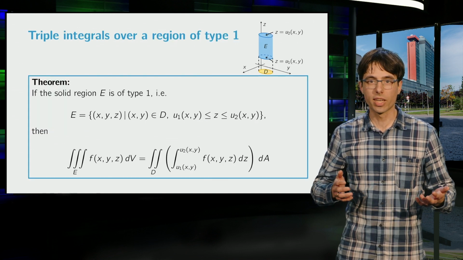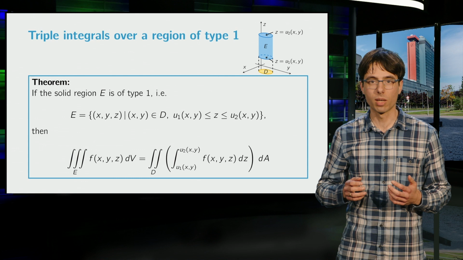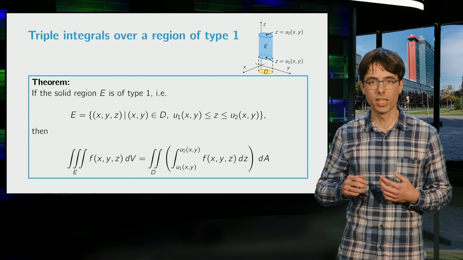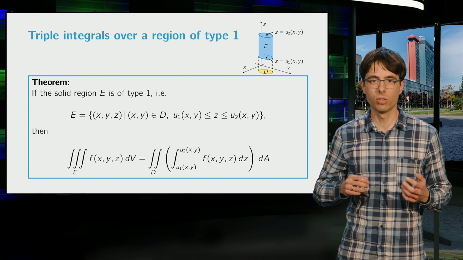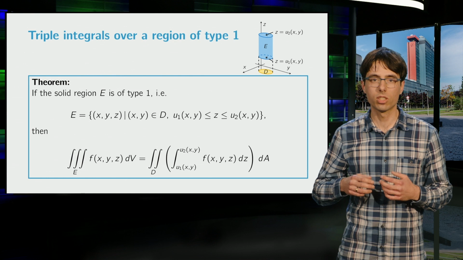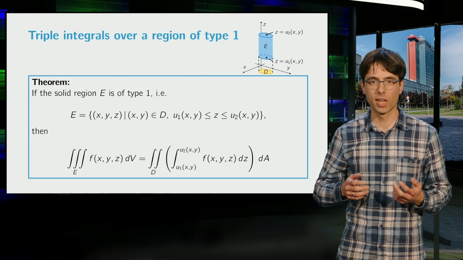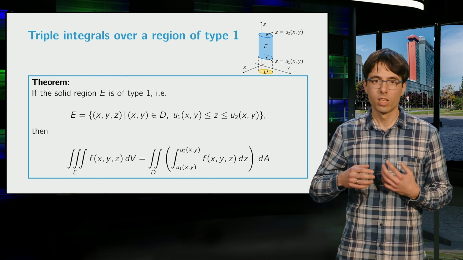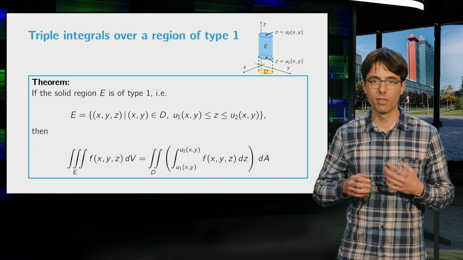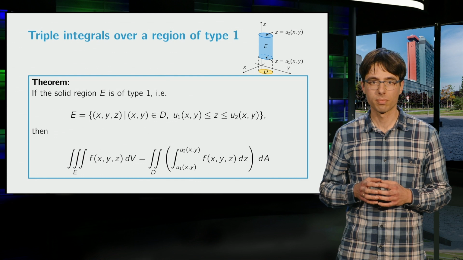It turns out that you can compute a triple integral over a type 1 region by first integrating over the special variable z, where the functions u1 and u2 are used as limits of the integral. The resulting integral is a double integral over the projection on the xy plane. So we can compute this using our known techniques for evaluating double integrals.